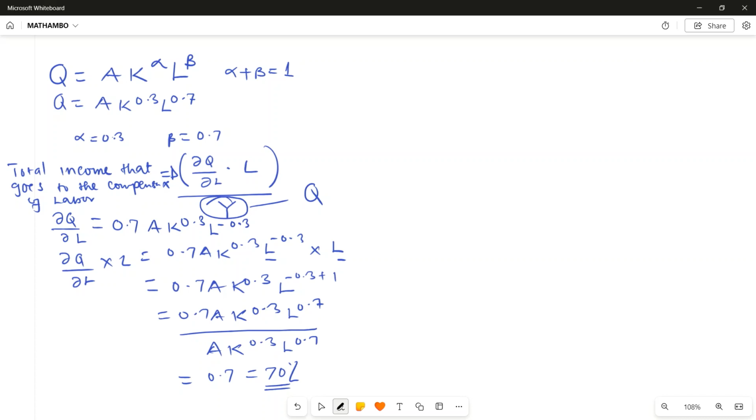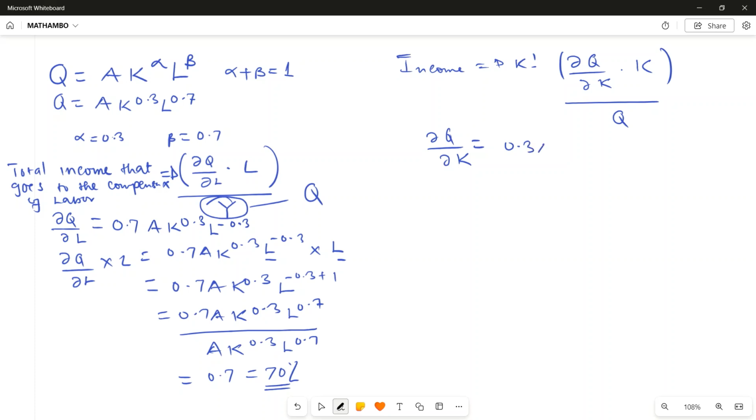To find the income that is going to the compensation of capital, we do the same thing. In short, to find income that goes to the compensation of capital, we use this formula, change in q per change in k. We'll multiply this by k, then this whole thing will have to be divided by q. So therefore, change in q per change in k, the marginal product with respect to capital, will give us 0.3 AK to the power negative 0.7, labor to the power 0.7.